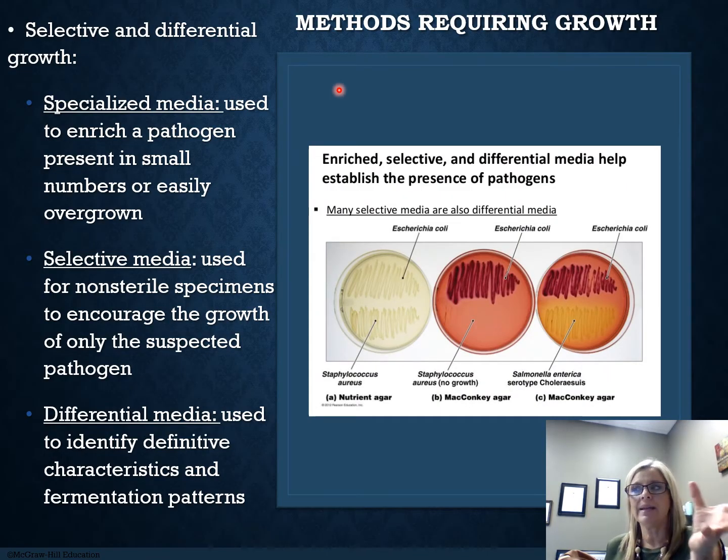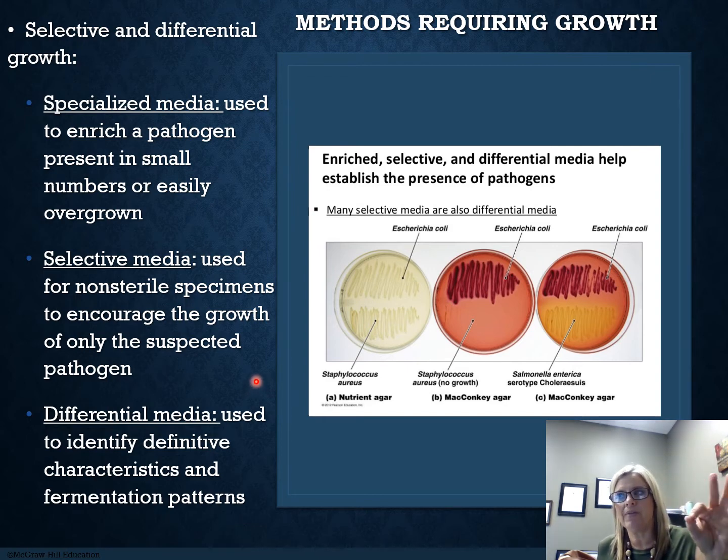So here we have selective and differential growth medium. I've got three different types here. We've got specialized media, which is going to be used to enrich a pathogen that is present only in very small numbers or can overgrow very easily. We have selective media, which is used for non-sterile specimens to encourage the growth of only the pathogen that we are thinking is there. And then differential media can help us to differentiate between two different species that may be similar.